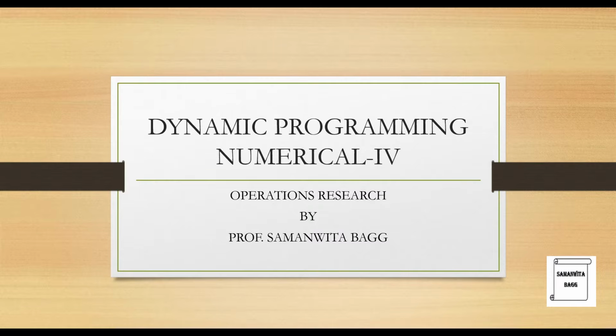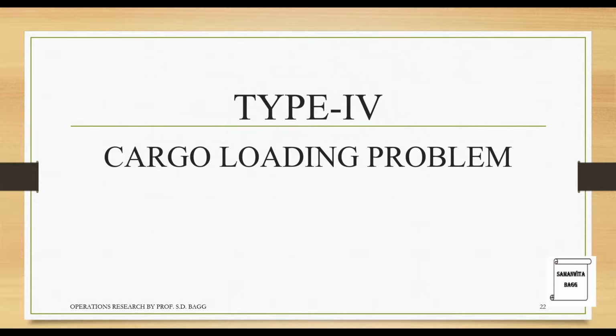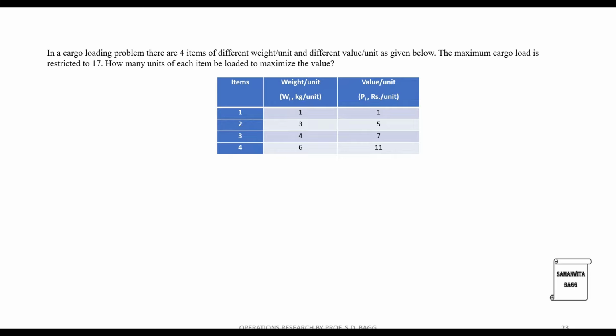In this session, we will discuss the type 4 numerical on dynamic programming, that is on the cargo loading problem. In a cargo loading problem, there are 4 items of different weight per unit and different value per unit as given below. The maximum cargo load is restricted to 17. How many units of each item to be loaded to maximize the value?